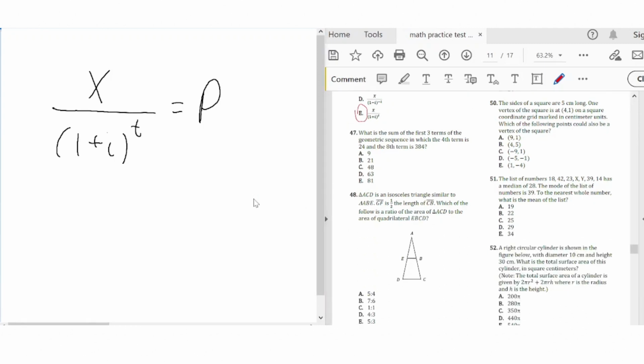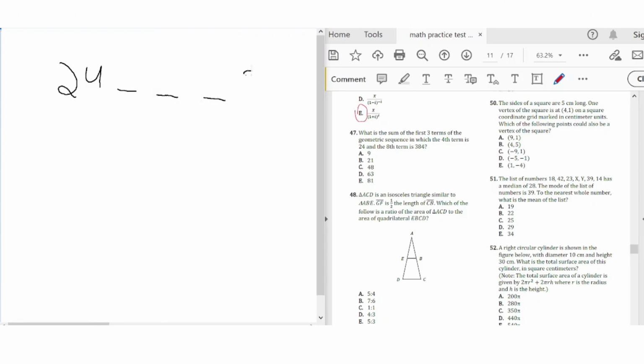What is the sum of the first 3 terms of the geometric sequence in which the 4th term is 24 and the 8th term is 384? Remember, a geometric sequence is a sequence where we are multiplying. So, 24 times something times something times something times something is 384. So let's write this out here. This is the 4th term, and this is the 8th term. We have the 5th, 6th, 7th. So we are multiplying by the same factor each time.